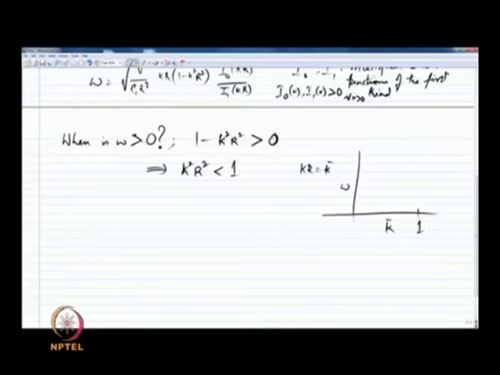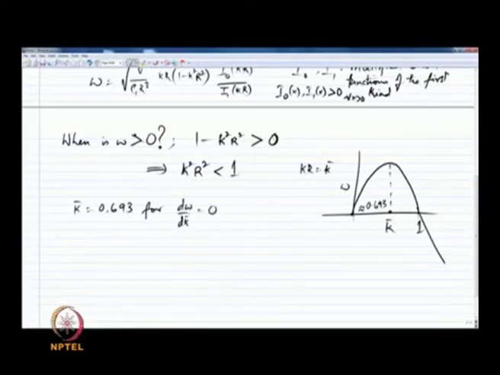Now, if I was to plot the rest of this dispersion diagram, again for all k bar greater than 1, omega is actually negative. And this peak occurs at a value of 0.693. So, k bar equal to 0.693 for d omega d k bar equal to 0. K has units of 1 over length, k bar is dimensionless.